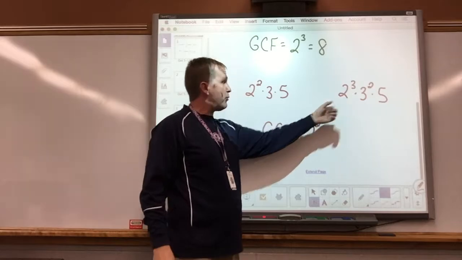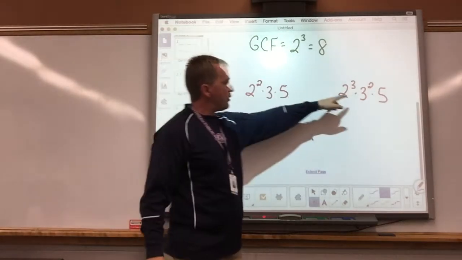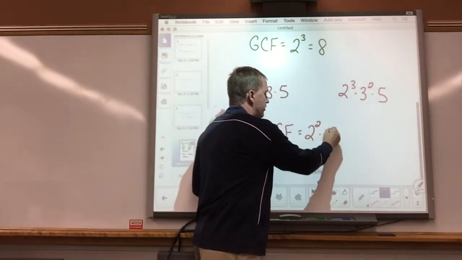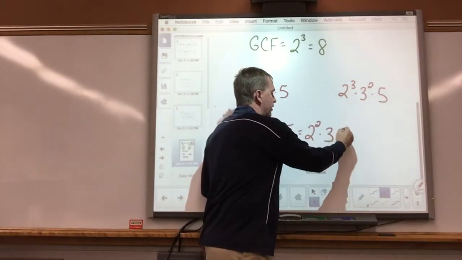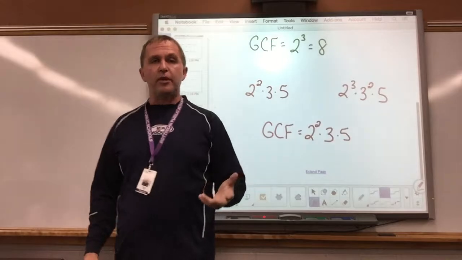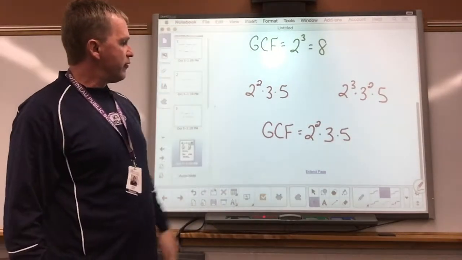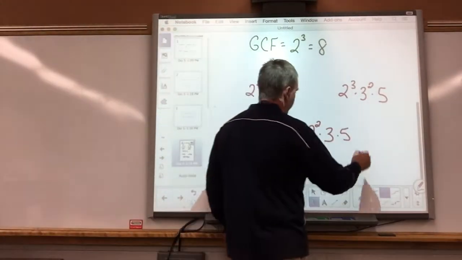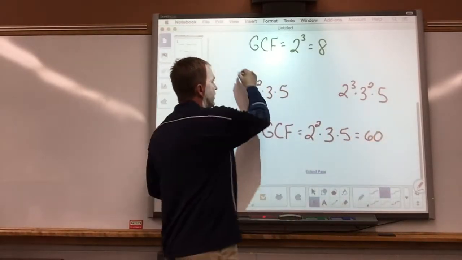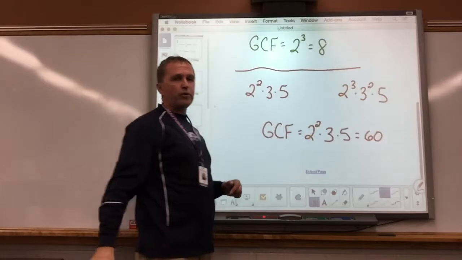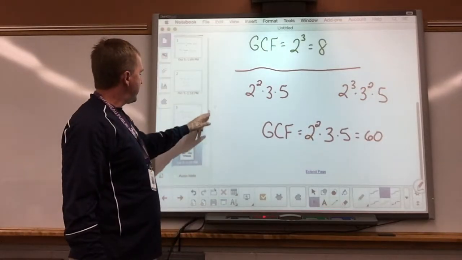This one over here has an extra one, but we can't take it. This has 1 3, this has 2 3s. We'll take a 3. And this one has 1 5, and that one has 1 5. We'll take a 5. So in this case, our greatest common factor would end up being 4 times 15, I believe, which turns out to be 60. So just pointing out, if we have different numbers of factors, we would have to compare those in this case.